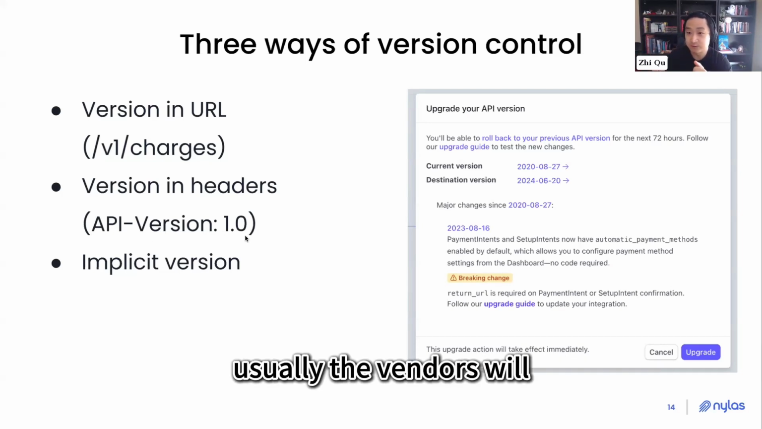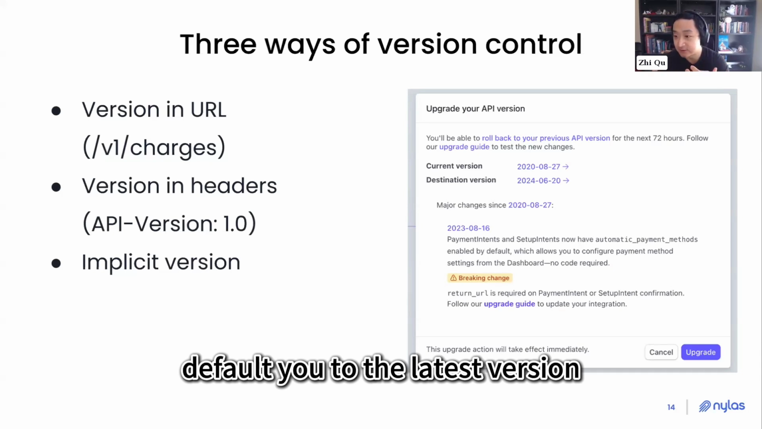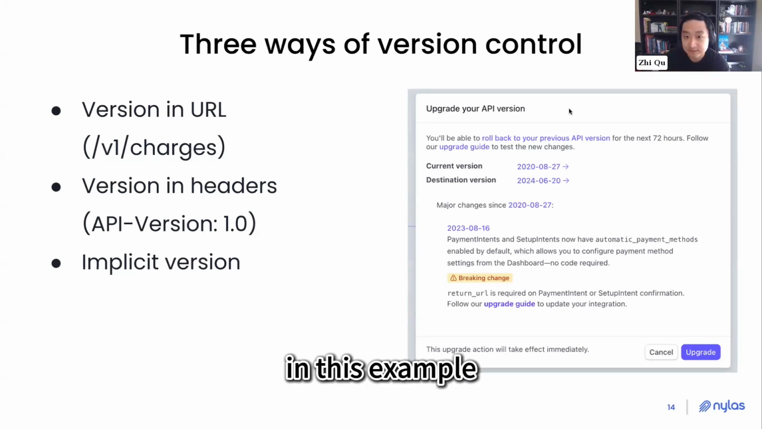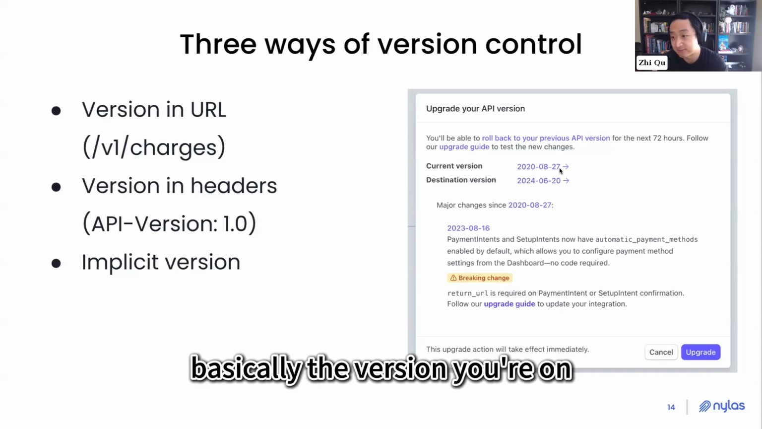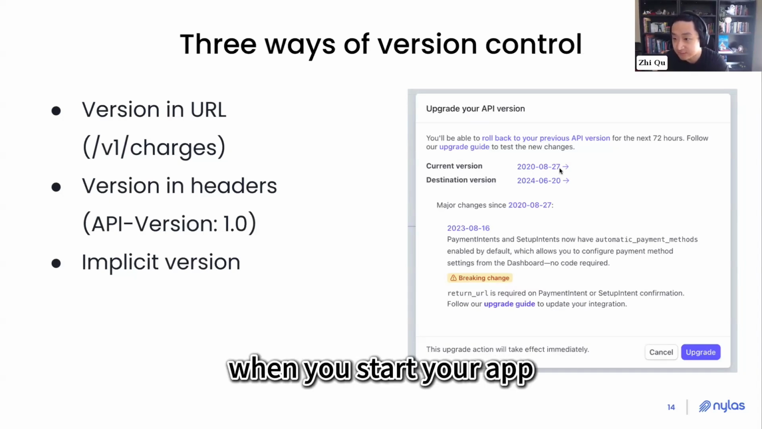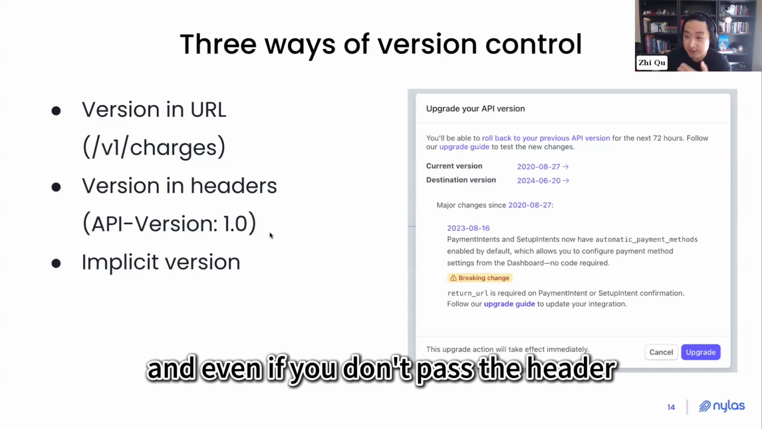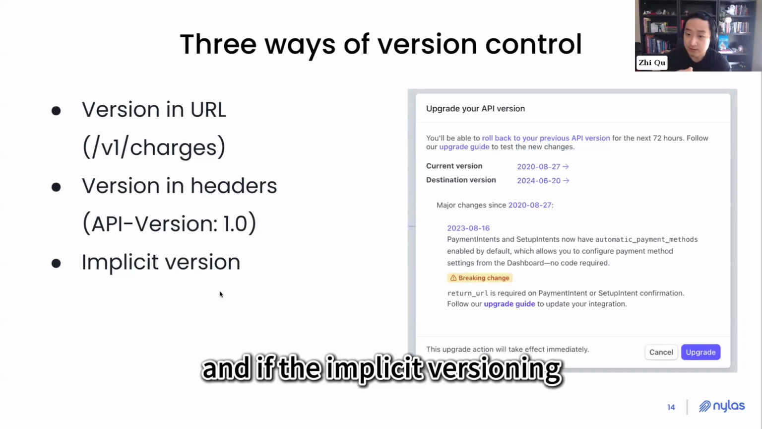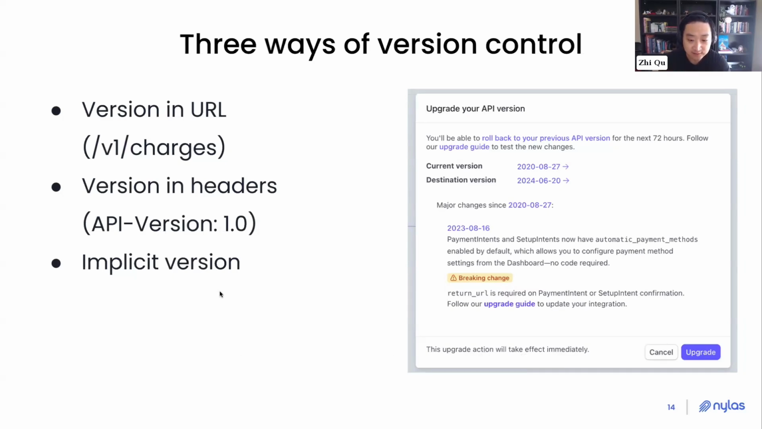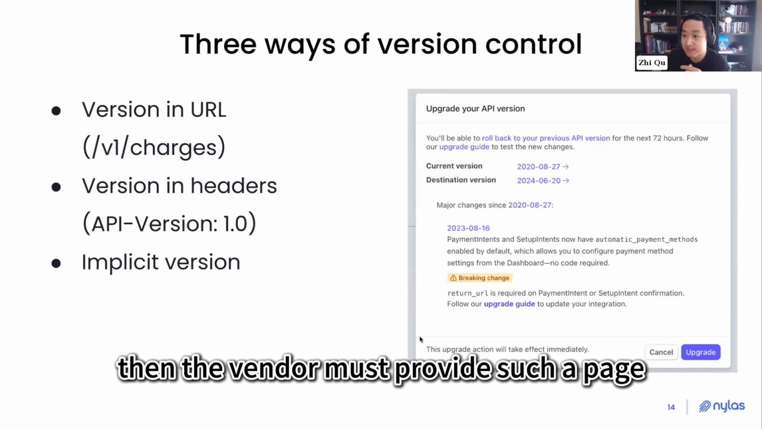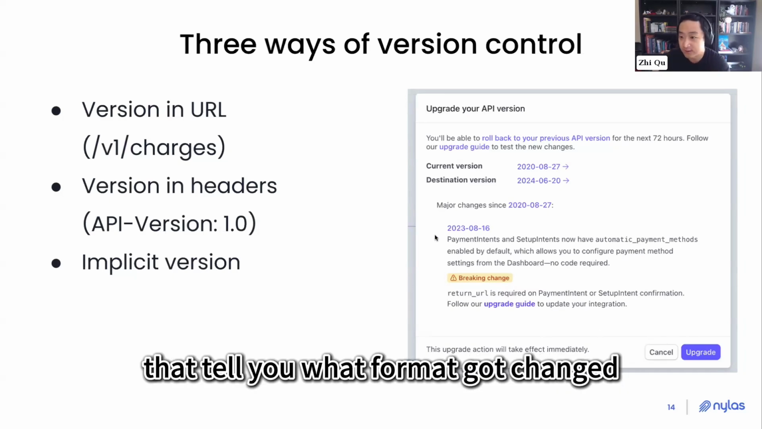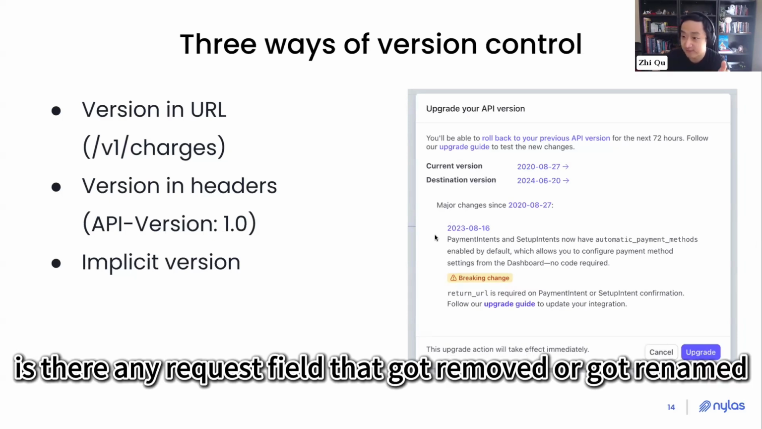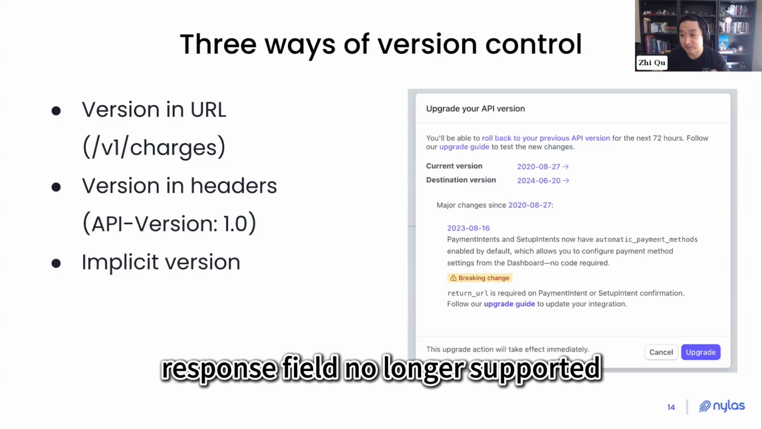Usually, the vendors will default you to the latest version when you register your application. In this example, the current version is basically the version you are on when you start your app. And even if you don't pass the headers, you'll just use that version. It's called implicit versioning. And if with implicit versioning you want to change it, you want to upgrade it, then the vendor must provide such a page that tells you what format got changed. Is there any request field that got removed or got renamed? For response, is there a field no longer supported?